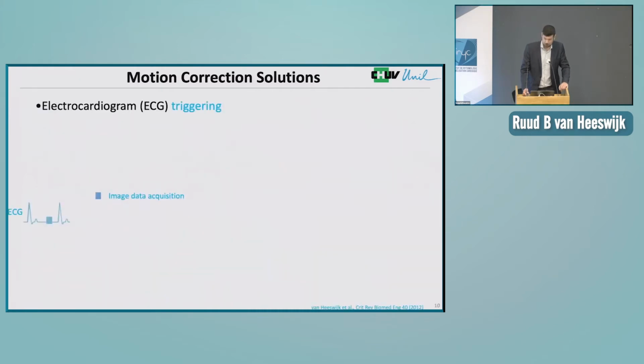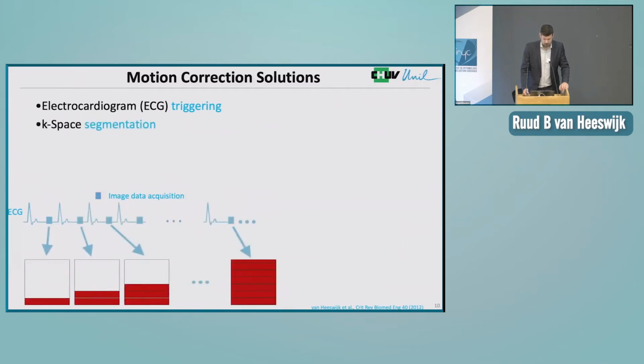The most well-known one that, of course, you all know is ECG triggering. And here, essentially, you combine a trigger from part of the ECG signal, so the R wave, the big peak you see in the middle, together with K-space segmentation, and you collect a small bit of data each heartbeat.